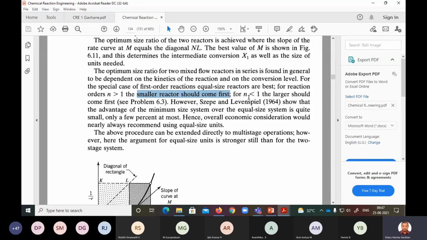Suppose the order is less than 1. You know that when the order is 1, always put equal size reactors in series, not unequal size reactors.